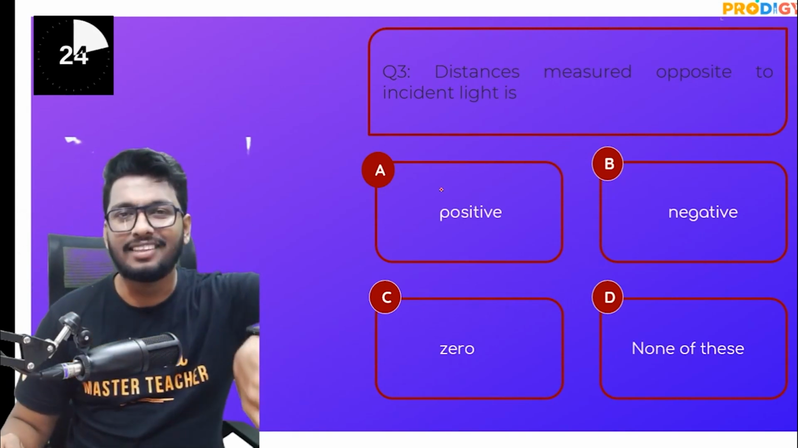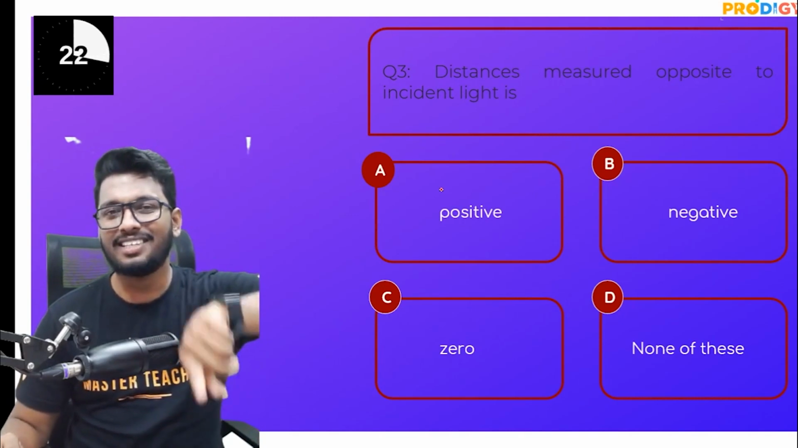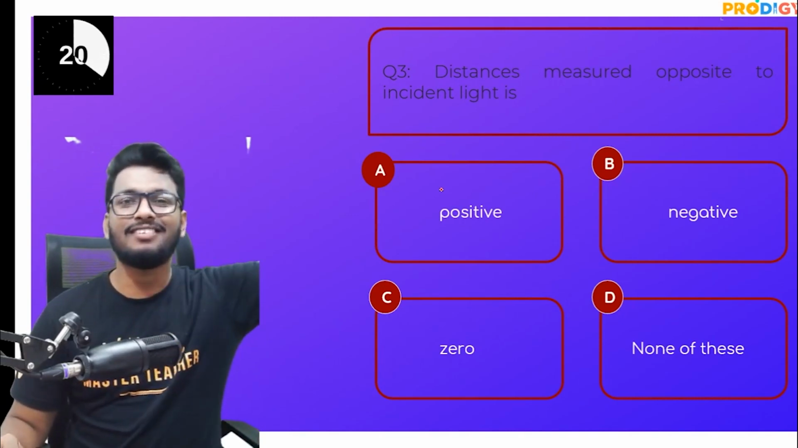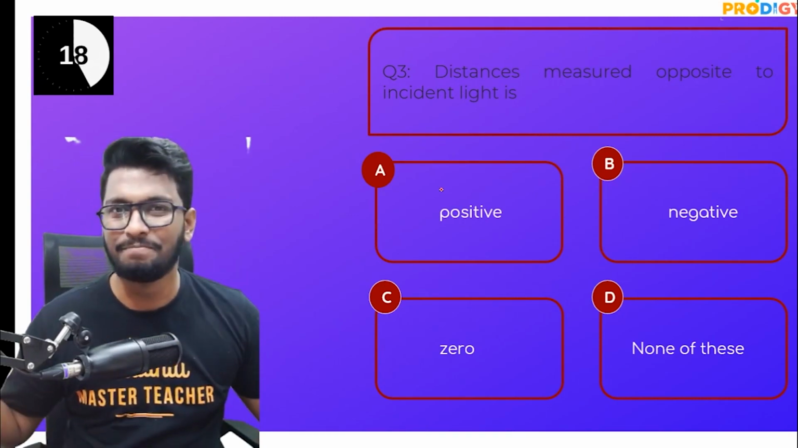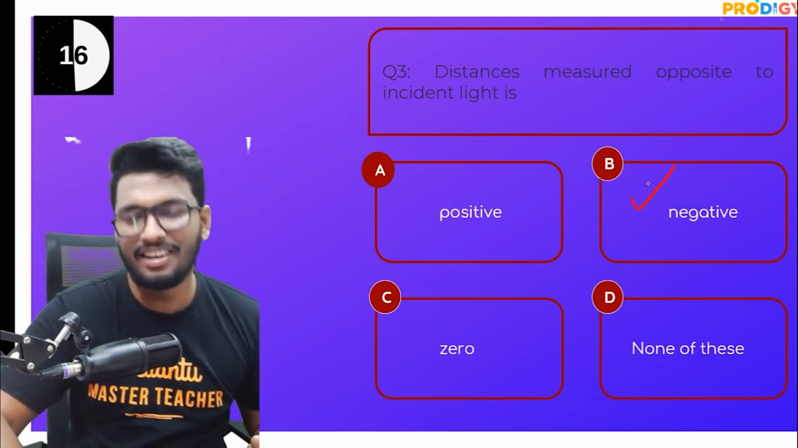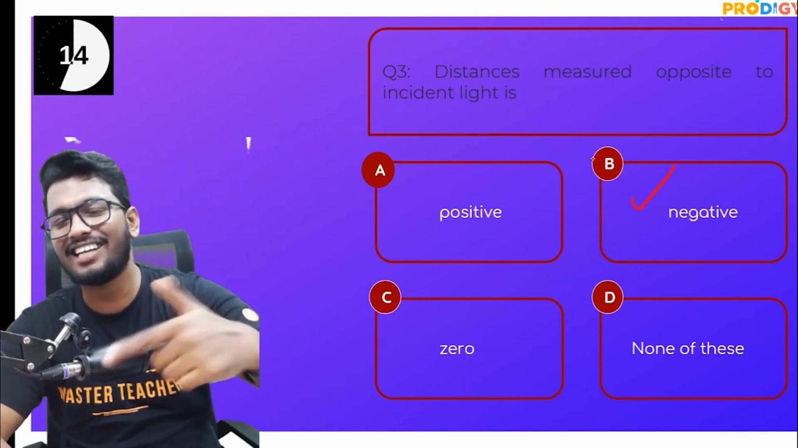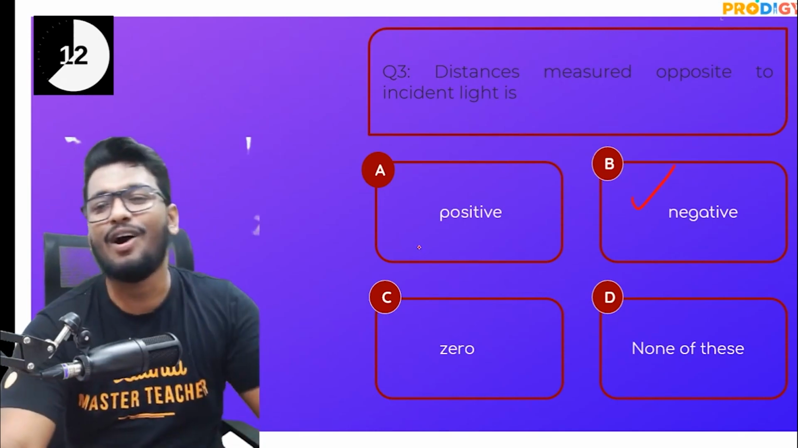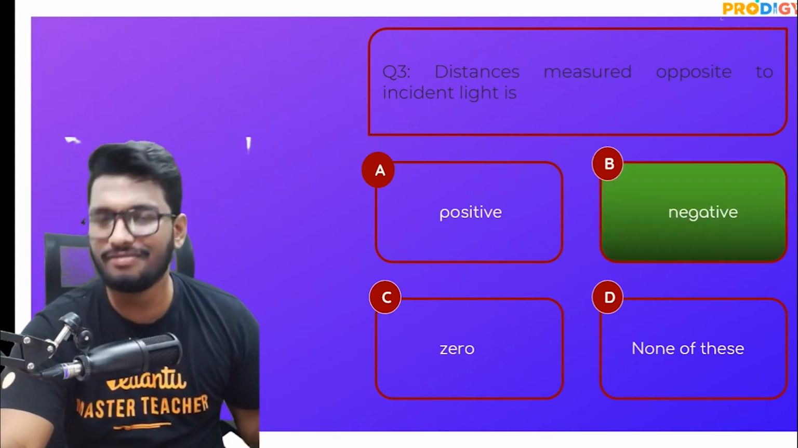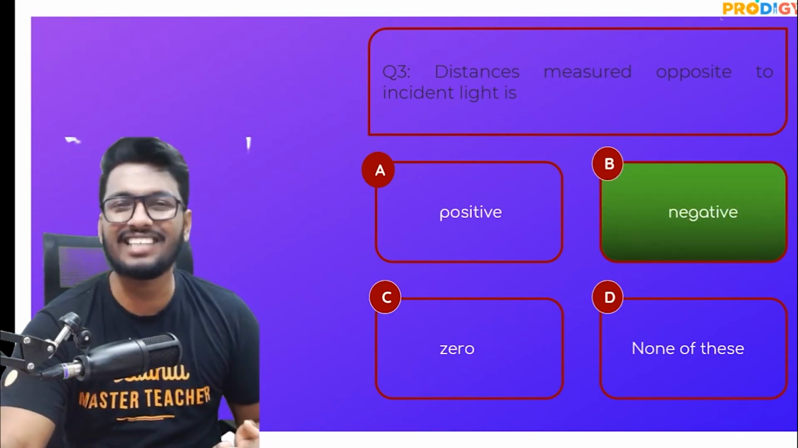So if that is the case, what would be the distance measured if it is opposite to the incident light? It is going to be negative, because anything along the direction of the incident light is positive. In the opposite direction, we'll take it as negative. So that's it, people. So those are all the sign convention questions.